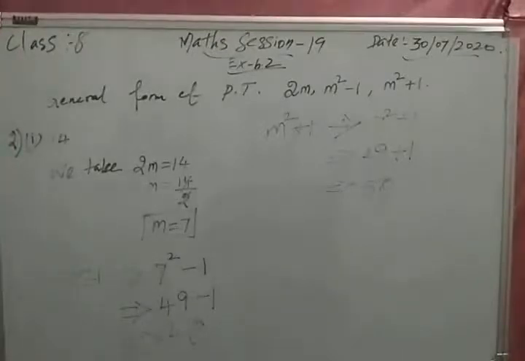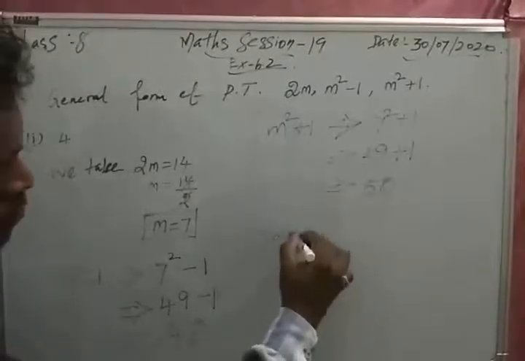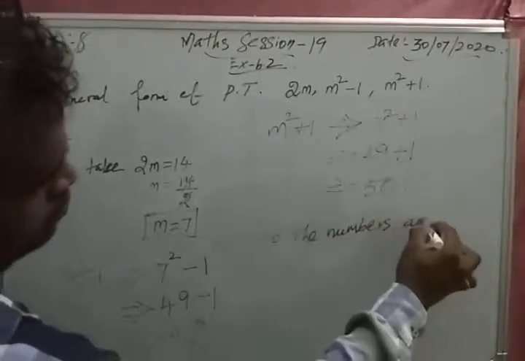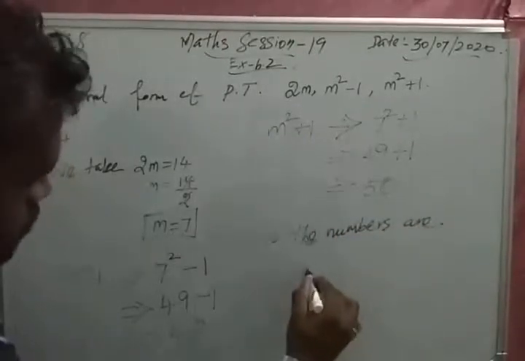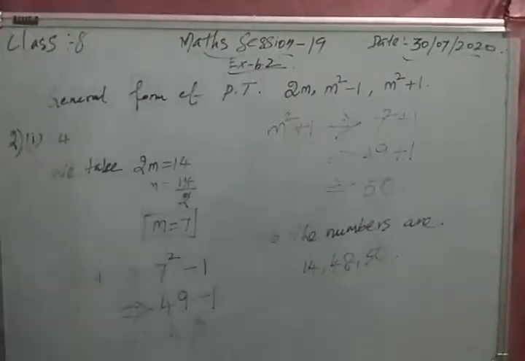Then what can we write next? So the numbers are 14, 48, 50. Understood? I hope you all have understood. Now let's go for the third one.